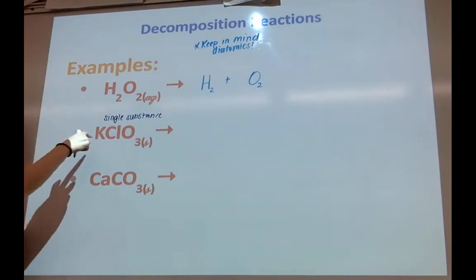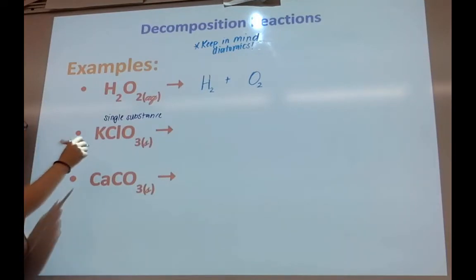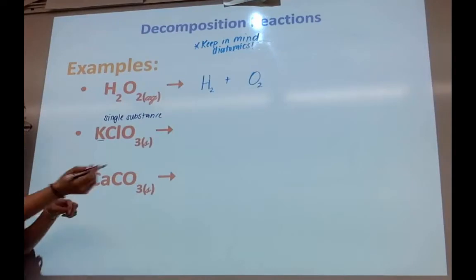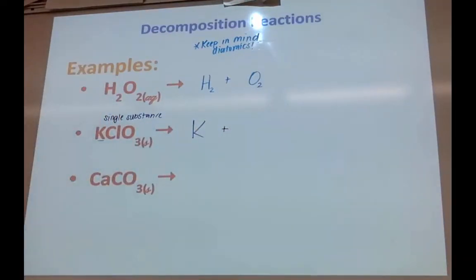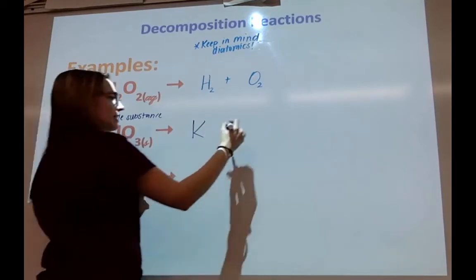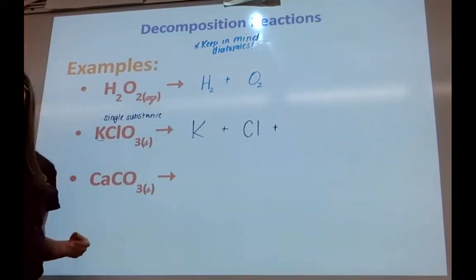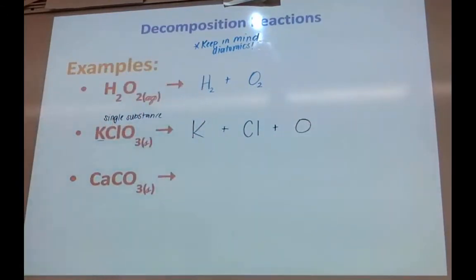What are the elements that make up KClO3? What's one of them? We have potassium, K. So I'm just going to do K. What's another one? Chlorine, right, Cl. And then what's the third one? Right, oxygen, O. Those are the elements that make up potassium chlorate.